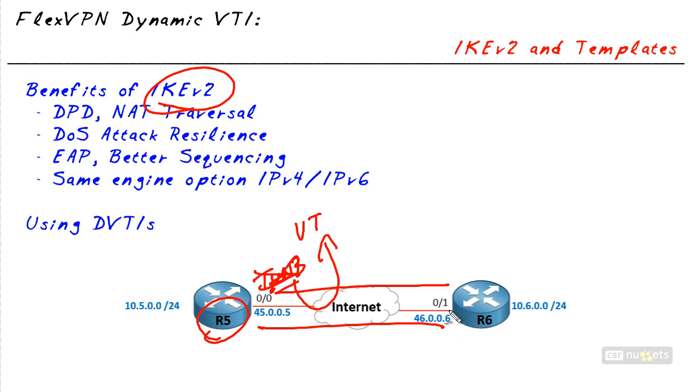But this time, as R6 and R5 talk back and forth, we're still going to be using tunnel 3 on R6, but on R5, the virtual template will spin off a virtual access interface, and the IKE version 2 and the IPsec tunnels will be between that virtual access interface and tunnel 3, between R5 and R6.